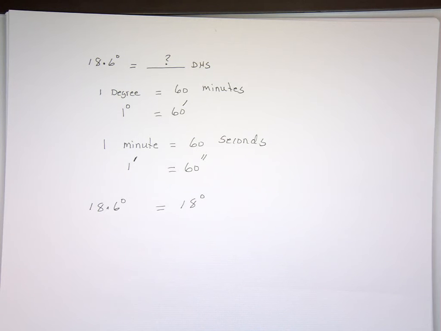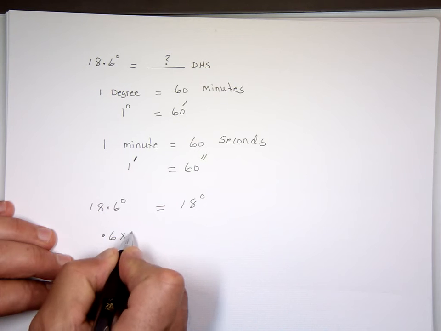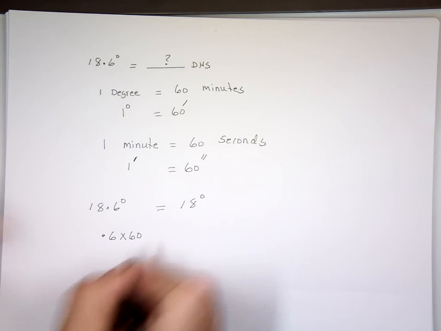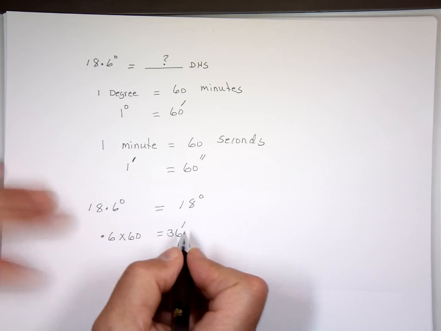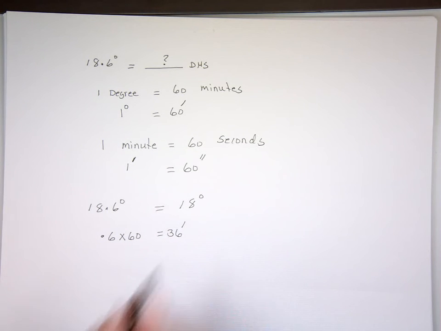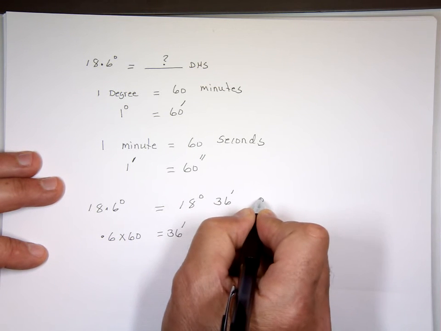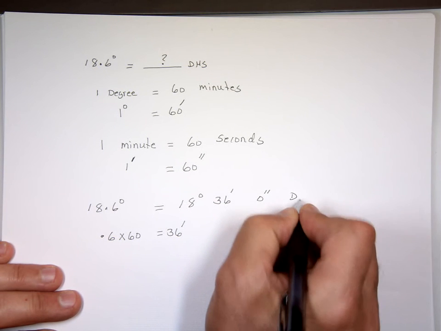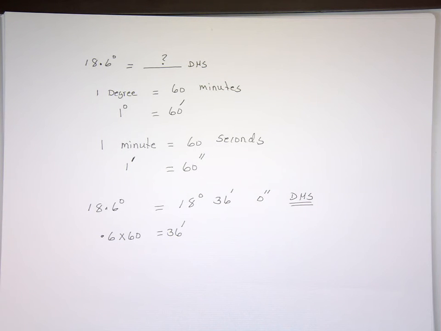We take the 0.6 and we multiply it by 60 because 1 degree equals how many minutes? 60. What's 0.6 times 60? That's 36 minutes. So it's 18 degrees, 36 minutes, and there are no seconds here, no remainder, 0 seconds. And that's the angle in DMS, degrees, minutes, and seconds: 18 degrees, 36 minutes, 0 seconds.